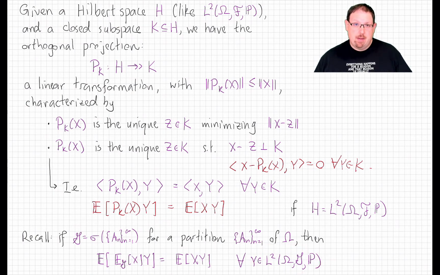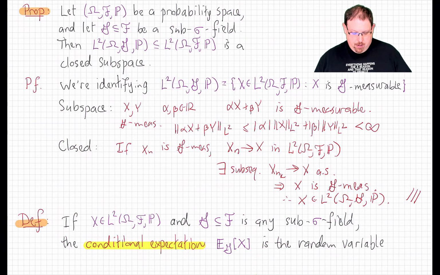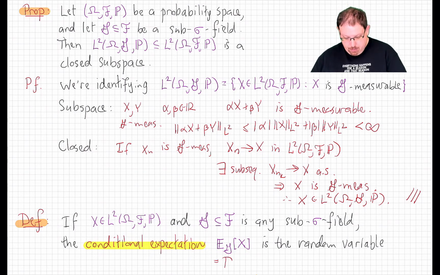And that leads the way for us to define conditional expectation of any L2 random variable. If I have a probability space and I have an L2 random variable x, and I have a sub-sigma field G of the starting sigma field, then the conditional expectation onto that sigma field G of x is defined to be the random variable, the projection into L2 of G-measurable functions of that vector x.